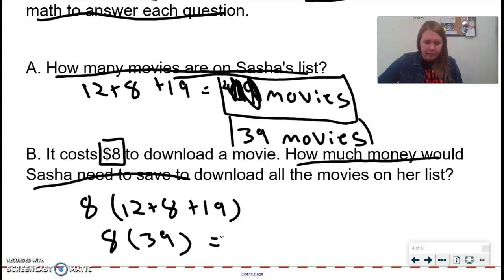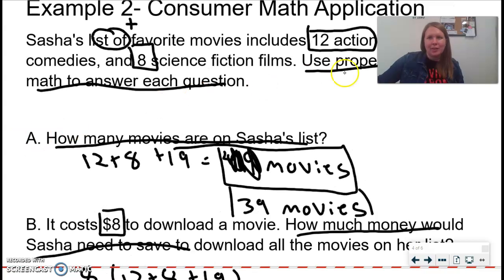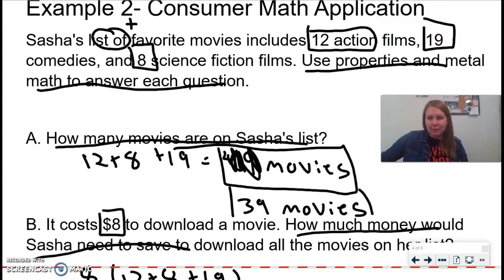8 times 39. So it looks like it is going to cost her a lot of money if she wanted to rent all these movies. Maybe it's a rent-to-own, since everyone has Netflix and Hulu and stuff now, or maybe it's a download, and you own it forever. It's going to cost her $312 to have all those movies on hand. It's pretty expensive, but if you added little by little, it wouldn't be too bad.